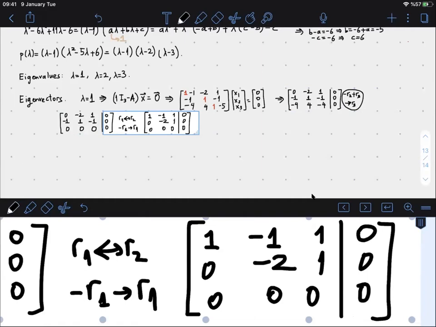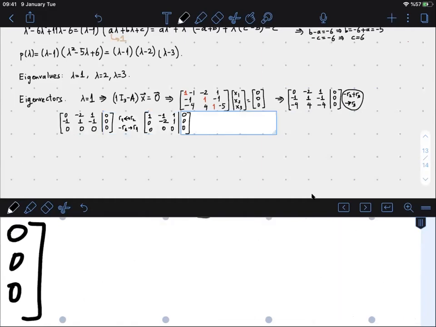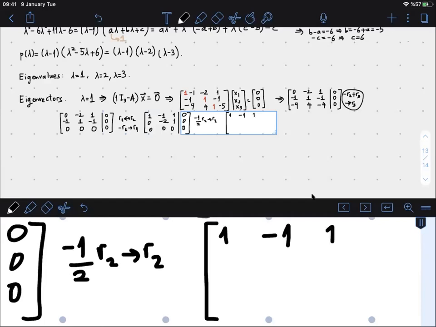Finally, I can divide the second row by minus 1/2, or multiply it by minus 1/2. Then I get 1, minus 1 and 1, then 0, 1 and minus 1/2, and then 0, 0, 0. Okay.